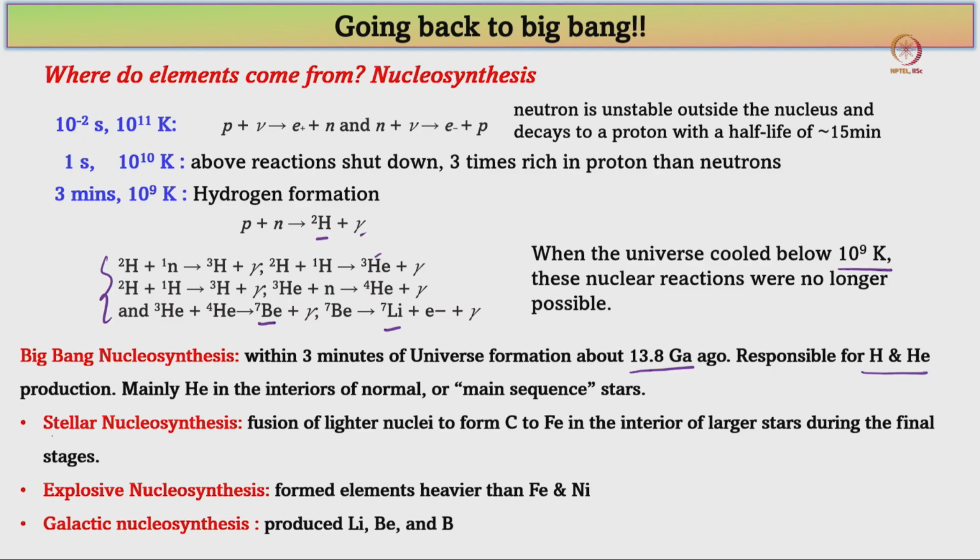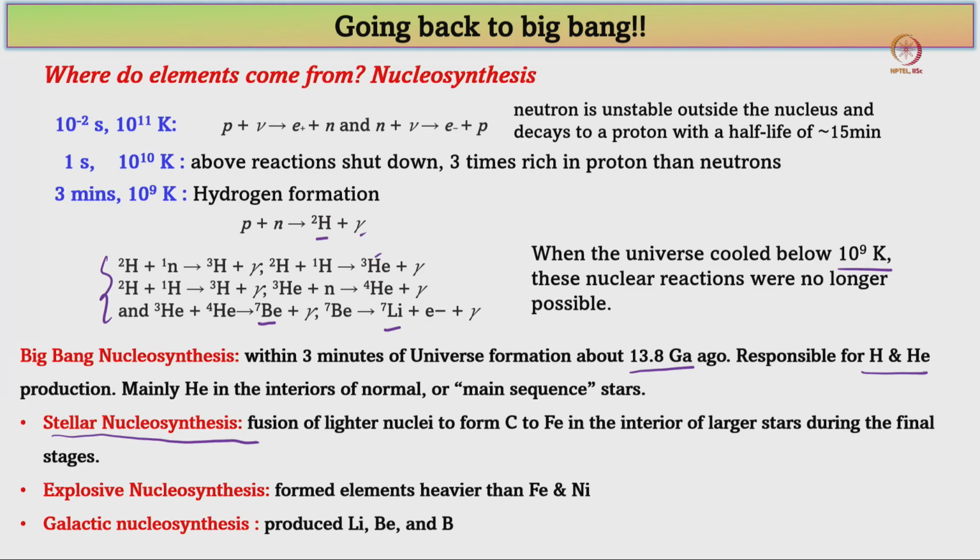So, during stellar nucleosynthesis, that is during the formation of the stars, when the stars started to burn, during that phase we started to form all the lighter nuclei. That means all the elements with atomic number 1 to 10 started to form.